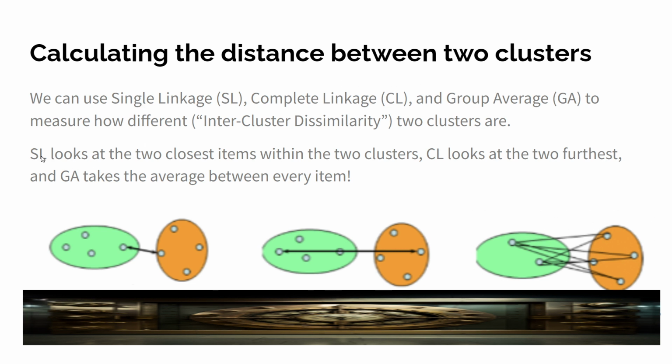Single linkage is just the two closest items. So you can see down here, the two closest items between these clusters are these two, and then we know how to calculate the distance between these two. We would define, let's say, Euclidean distance, compare every single pair of nodes, and find which two are the smallest. Complete linkage is the opposite: the furthest two nodes, and we say that's the distance for the two clusters. And then group average, we do every single possible combination and average them out.